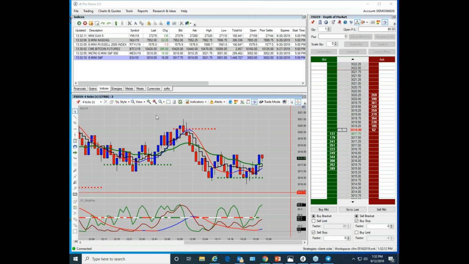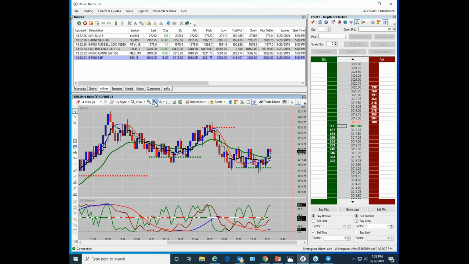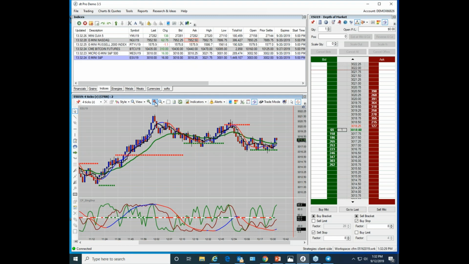Is the market making higher highs or lower lows? I'm staring at the ES, and what I see is a lot of sideways action right now, back and forth. Here's what I want you to do. I want you to get in the habit of hitting this zoom out button right here. Zoom out, zoom out, zoom out. This will allow you to see what's going on the left-hand side of the chart. You'll get a bigger landscape of what's happening, then you'll be able to see whether we're trending or not.